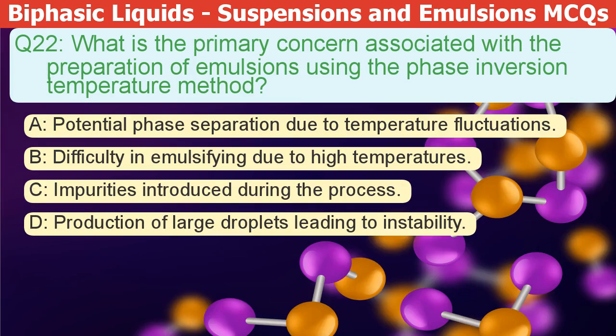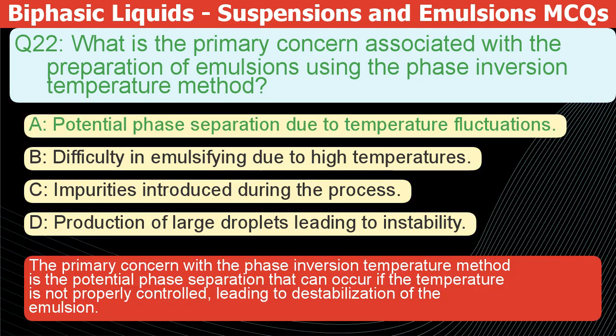What is the primary concern associated with the preparation of emulsions using the phase inversion temperature method? A. Potential phase separation due to temperature fluctuations. B. Difficulty in emulsifying due to high temperatures. C. Impurities introduced during the process. D. Production of large droplets leading to instability. The correct answer is A. The primary concern with the phase inversion temperature method is the potential phase separation that can occur if the temperature is not properly controlled, leading to destabilization of the emulsion.